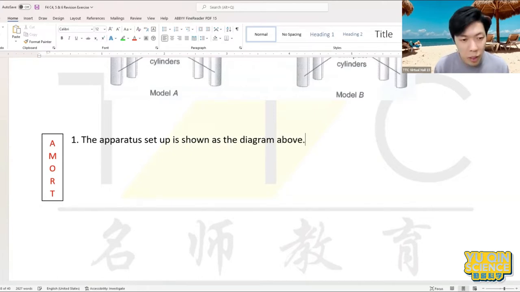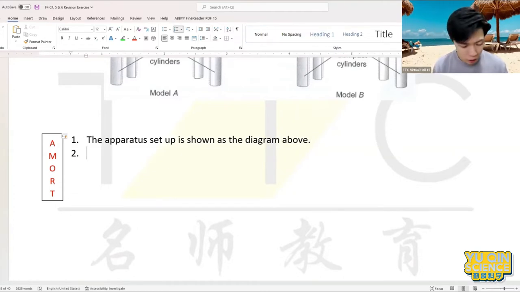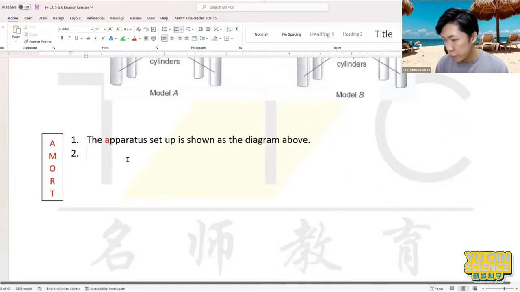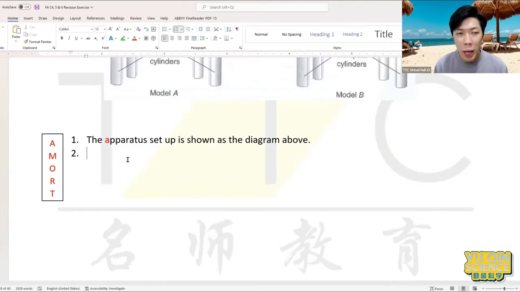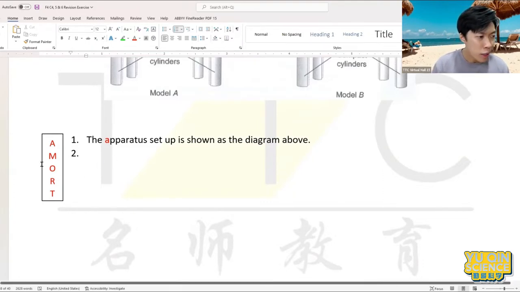I think this one is quite familiar. We always start like that. So this is a standard start for all experiments. No marks for this, but it is a package. So you want to make that into step number one. So A stands for apparatus. Highlight for you. Number two has to be M. M stands for manipulated.